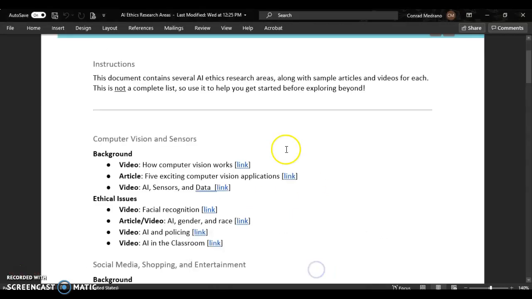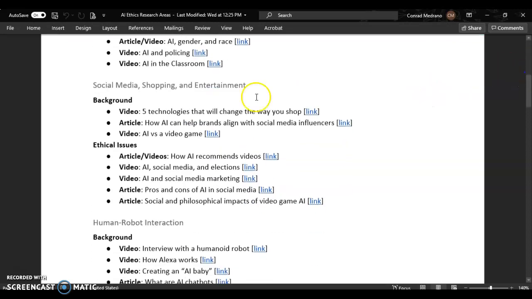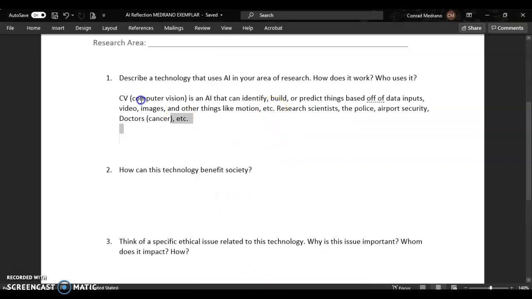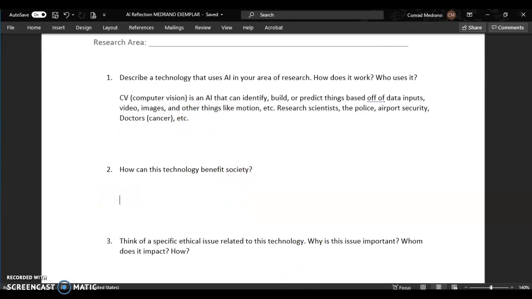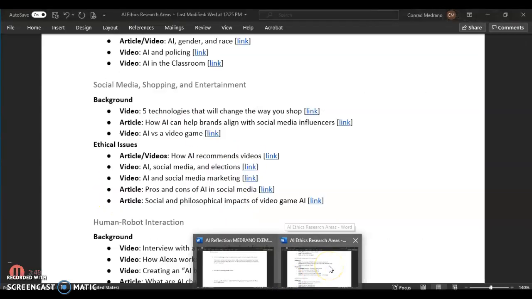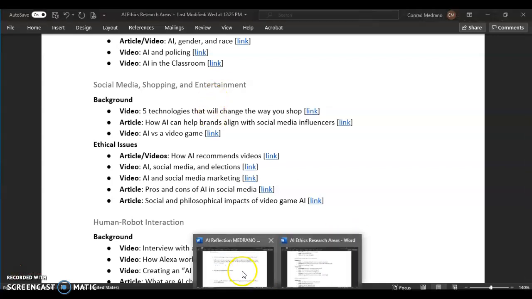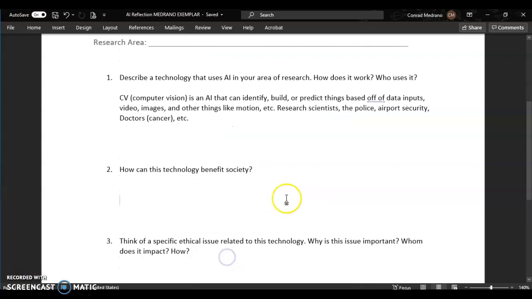I'm actually going to pick a different section for this one. I'm pretending that if somebody had chosen social media, shopping, and entertainment, this is how they would answer the question. It says, how can this technology benefit society?